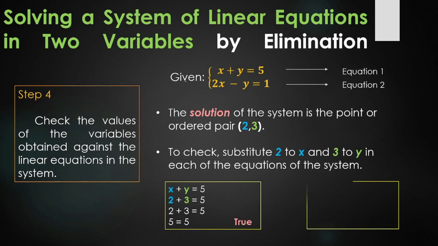Let's have the second equation. 2x minus y equals 1. Again, we substitute 2 to x and 3 to y. So, we have 2 times 2 minus 3 equals 1. What is 2 times 2? The answer is 4. Then we subtract 3. What is 4 minus 3? The answer is 1. Now, is 1 equal to 1? Yes. Therefore, the statement is true. As we can see, the ordered pair 2, 3 satisfies both equations of the system. Therefore, it is a solution.